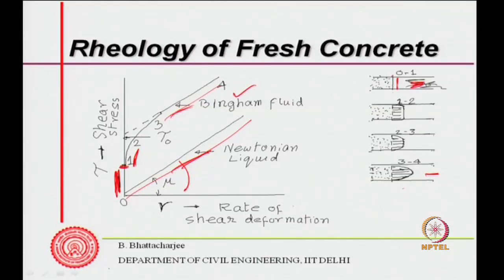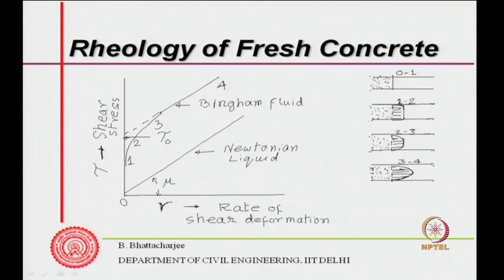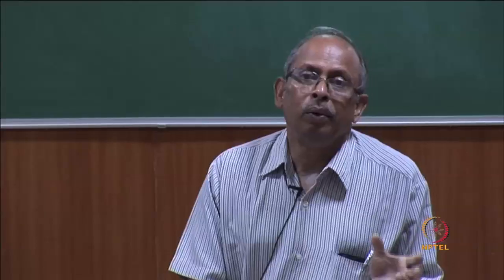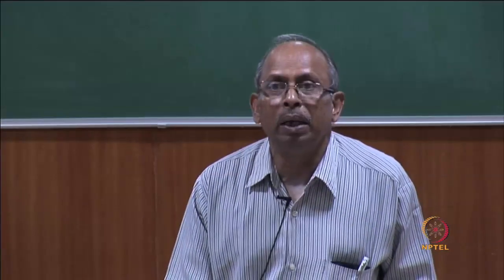If I extend this line, this point is called the yield shear stress, tau 0. So, two properties are important: tau 0 and this slope. This slope is the viscosity, mu. So, Bingham fluid, or concrete which is something similar, would show a yield shear stress, and then some sort of plastic viscosity. These are the rheological properties of concrete.